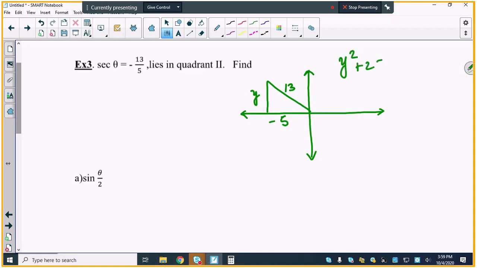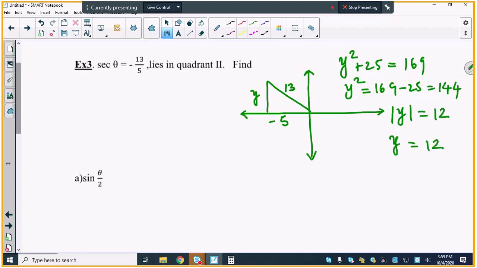So y squared plus 25, that's (-5) squared, is 13 squared, so 169. So y squared is 169 minus 25, which is 144. Then I take the square root. I get absolute value of y equal to 12. But because y is positive in the second quadrant, my y is 12. So I will say cosine theta, that's the only thing I need for any half angle trigonometric ratio, and cosine theta is adjacent, so that's -5 over hypotenuse of 13.